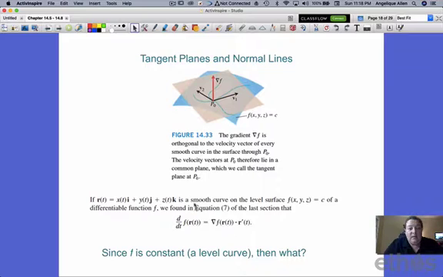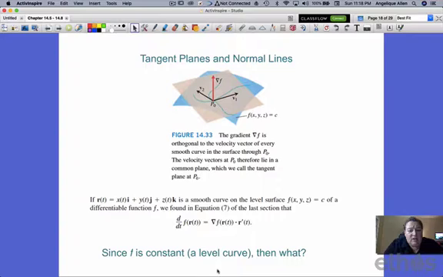We consider it smooth, and we express the level surface as a function of x, y, and z, which equals a constant. We always are going to consider f a differentiable function in all of these setups. If we take the derivative with respect to time of f of r of t, where f is our level surface function, we're going to get this expression, which we'll look at in a moment.